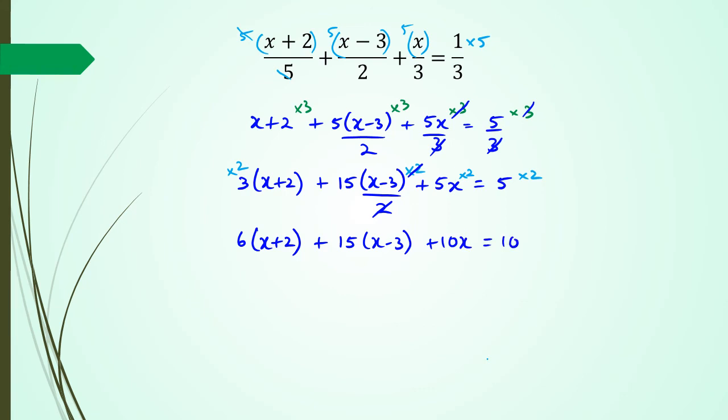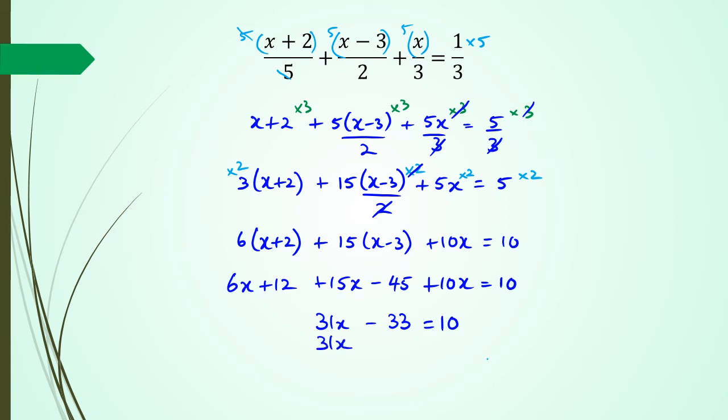So now I need to expand the brackets. So I've got 6x plus 12 plus 15x minus 45 plus 10x equals 10. So collecting my like terms, I've got 6, 15, and 10. So that is 31x minus 33, because negative 45 and 12 is negative 33, equals 10. So I've got 31x equals 10 plus 33. 31x then equals 43, and x is equal to 43 over 31.